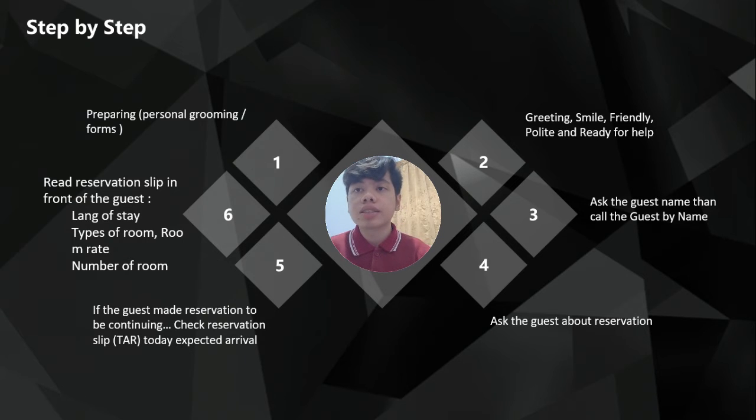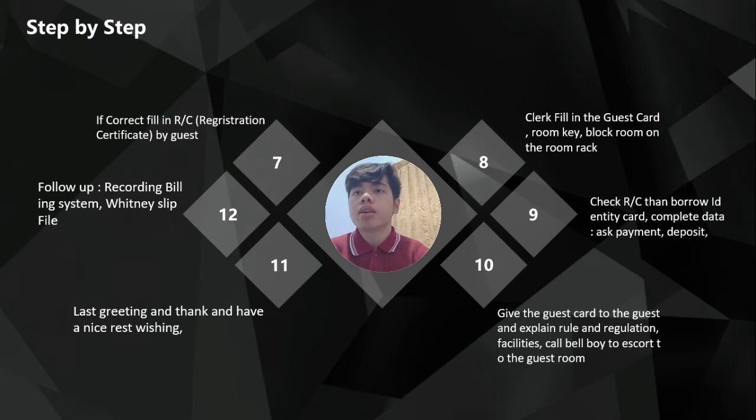And next, if the guest made a reservation, continue by checking the reservation slip or TAR, today's expected arrival. And then the sixth is read the reservation slip in front of the guest. It is length of stay, types of room, room rate, and number of rooms. And number seven, if correct, the guest fills in the RC or registration certificate. And then the eighth, the clerk fills in the guest card, room key, and blocks the room on the room rack.